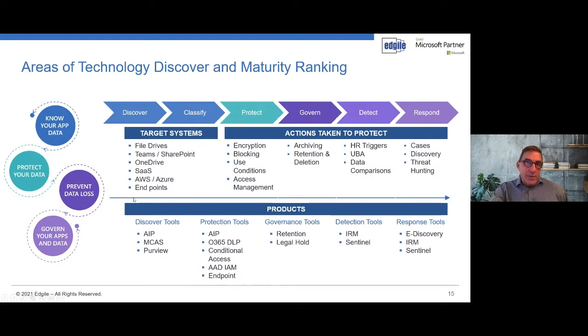Do we include email? Do we include the endpoints? Do we include all of these target systems? We look at what tools we're going to use, and then we look at what protection: encryption, blocking, conditional access. I'm coming from a device I don't trust, so I'm only going to let somebody view it and not download it. What are the controls you're going to put in place? And what tools are you going to use for those controls?